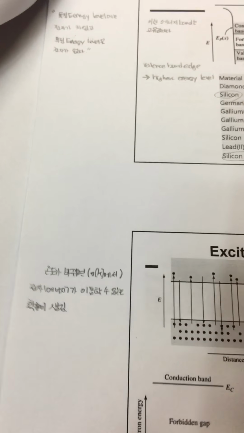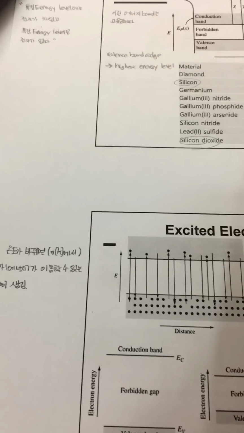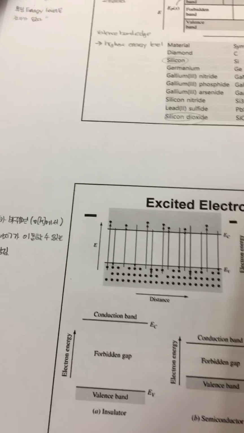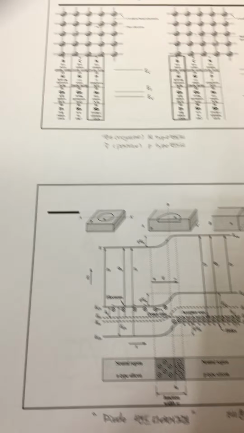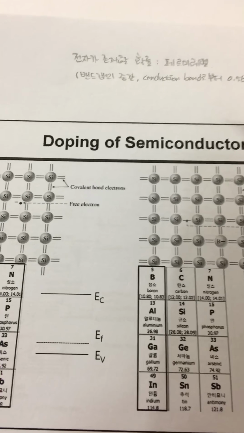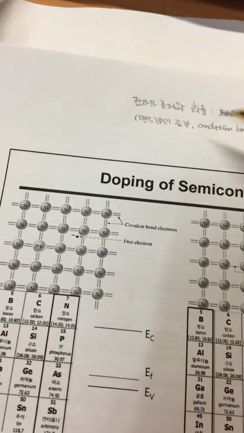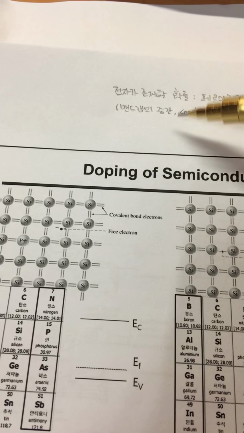When the temperature changes, there is a probability that the electrons can move. The Fermi level is the probability that an electron exists. It is curved in the middle of the band gap.